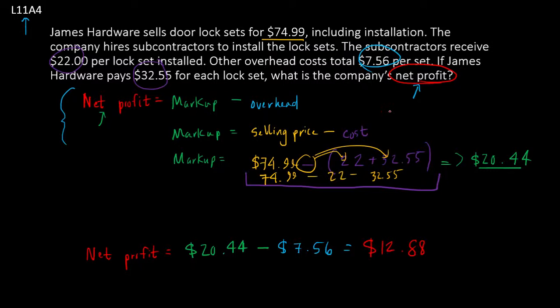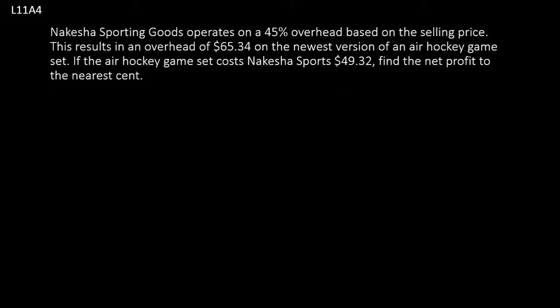So again, I identified what the question was asking me to calculate. I grabbed useful equations from the lesson. I plugged in what I knew, and then I used that information to work my way backwards to figure out net profit. Let's do one more net profit example. Nikisha Sporting Goods operates on a 45% overhead based on the selling price. This results in an overhead of $65.34 on the newest version of an air hockey game set. The air hockey game set costs the sporting store $49.32. Find the net profit to the nearest cent.